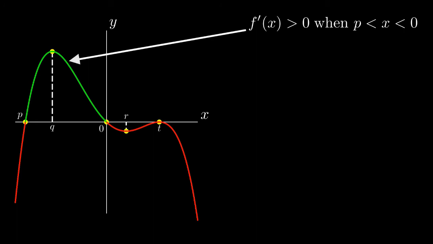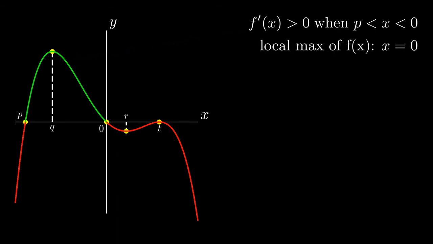So the derivative is greater than 0 when x is between p and 0. So this is where the function is increasing. Okay, that's part A.